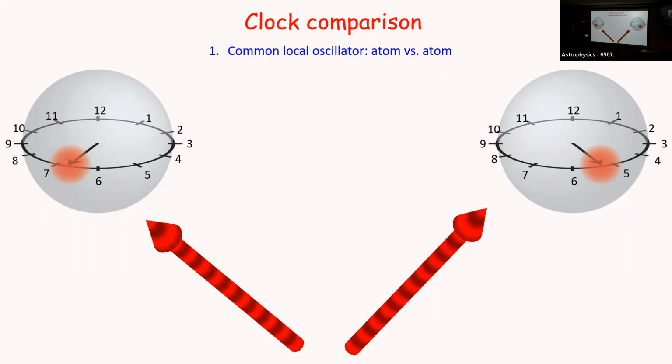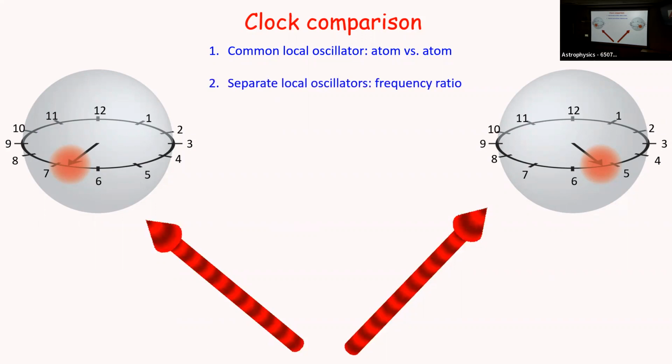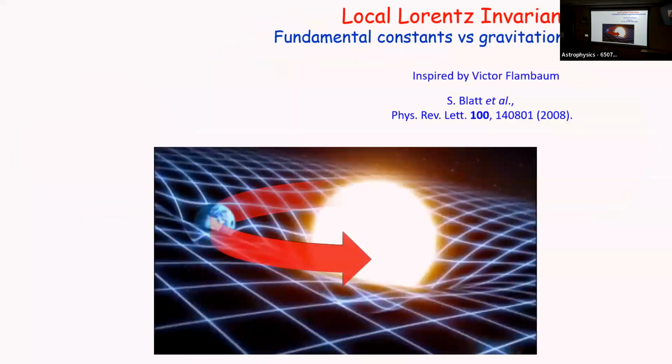The other way, the more traditional clock comparison, is of course separate local oscillators. You really physically compare two clocks and measure the frequency ratio. The first clock comparison experiment we did, back in 2008, was motivated by Victor Flambaum, a high energy particle physicist who turned into a beyond standard model kind of guy in Australia. He travels around telling people you can look to the north, look to the south, and the alpha constellation is different from the universe, and so on. He convinced us we should do this local Lorentz invariance measurement: when the Earth is rotating around the sun on an annual basis, the gravitational potential we feel from the sun will change by 5%. So his test was, Jun, why don't you make a clock comparison on a yearly basis and see if the clock frequency is changing?